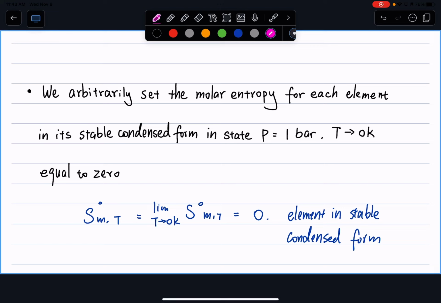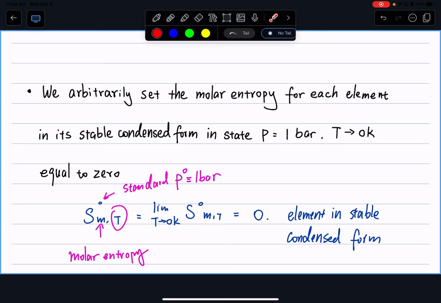So some of the things we will be talking about, again, just to refresh your memory here. That little naught means we're talking about standard pressure equal to 1 bar. This small subscript m tells you that it's the molar entropy. And T here is the temperature in Kelvin. And then we'll use our third law of thermodynamics to give this condensed form a little bit more information.